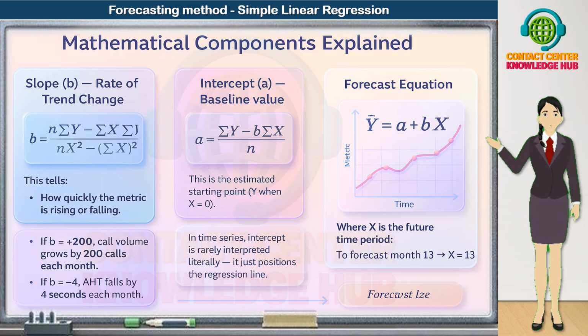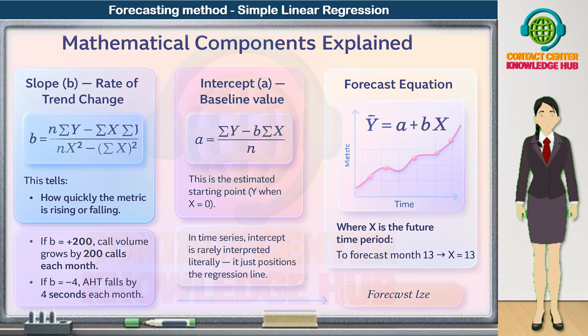3. The forecast equation. The complete forecast equation is y hat equals a plus bx. This is the equation you use to calculate future values. Here, x represents the future time period. For example, to forecast month 13, you simply plug in x equals 13. This equation combines the intercept and the slope to generate a clear, mathematically grounded prediction of where your metric is heading.